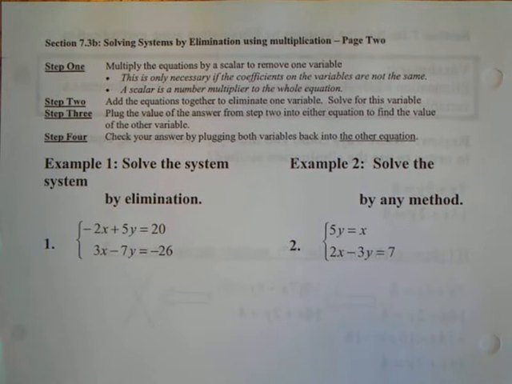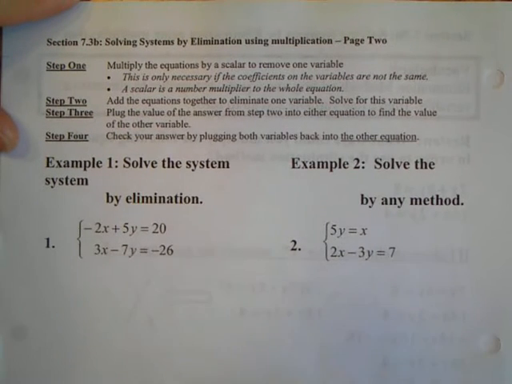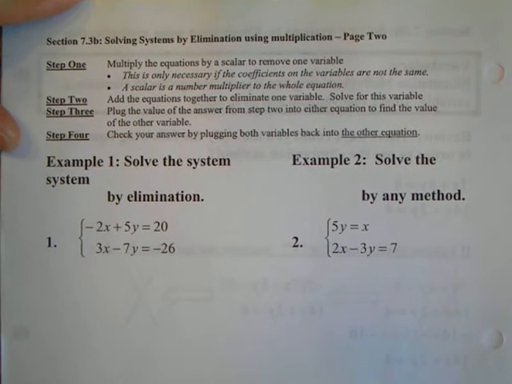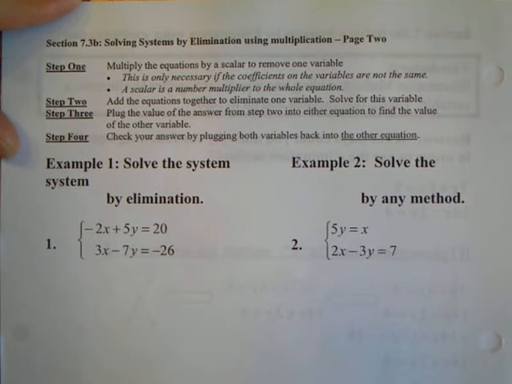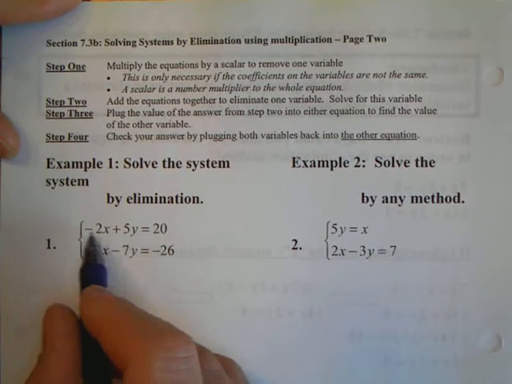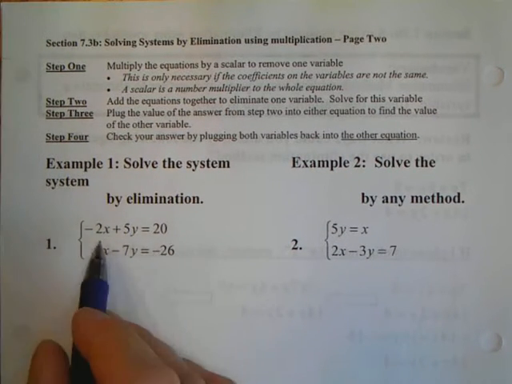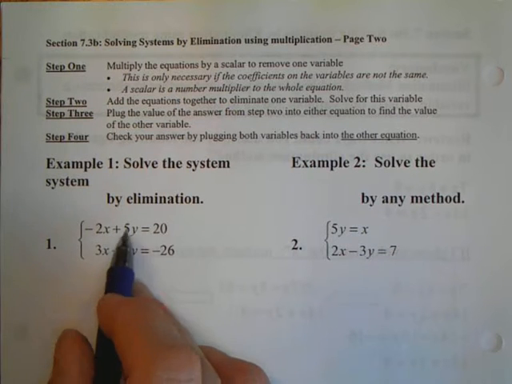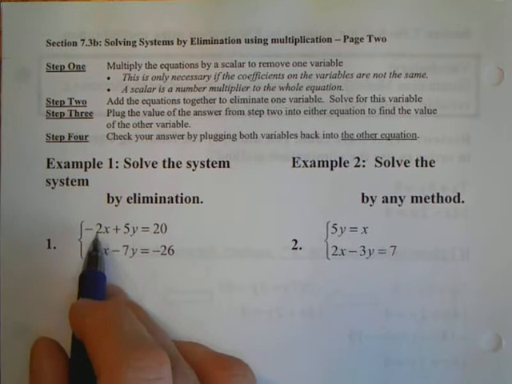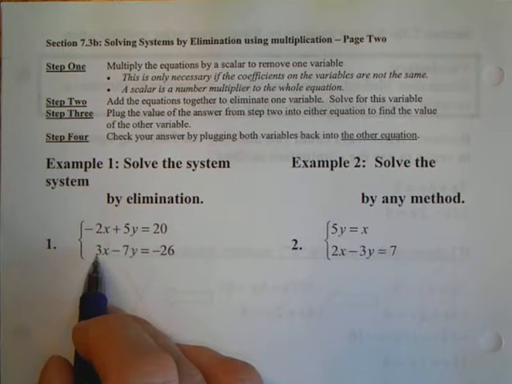This is the second half of section 7.3b. In the first section we just talked about the basic ideas of elimination, and today we're going to talk about elimination with two scalars. Remember, the scalar is the number in front of the equation that you're going to multiply each equation by. So as you look at our two equations here, we're trying to think of a number that both of these first two, or these second two coefficients on the y's or the x's, would go into.